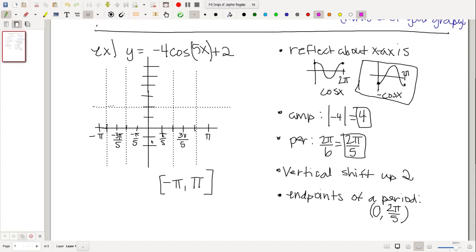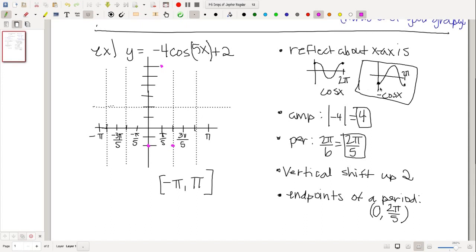I'm going to go down 4 because we're going to start at a minimum. My period is going to end at a minimum. Now, right in the middle of my period is a maximum. Well, remember, where does our max need to be? All the way up here, and it's right in the middle, so it's happening at pi/5.